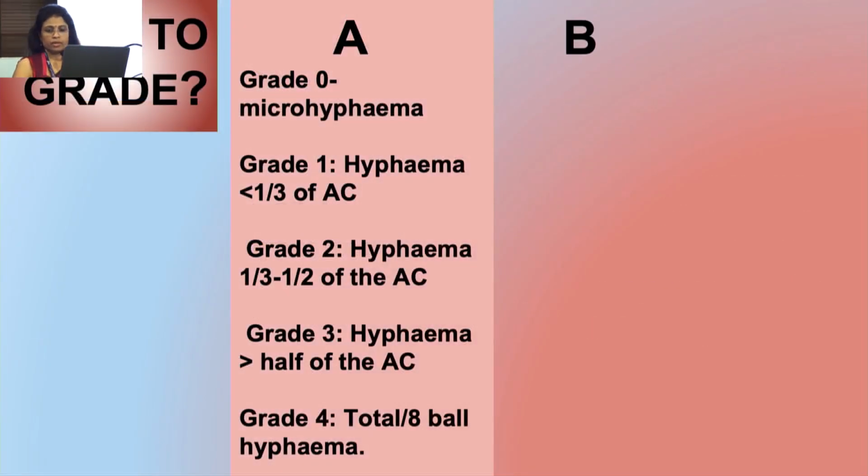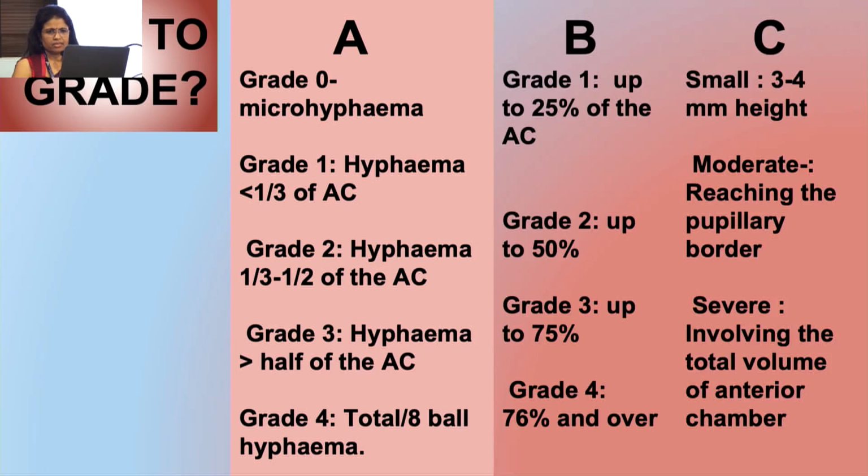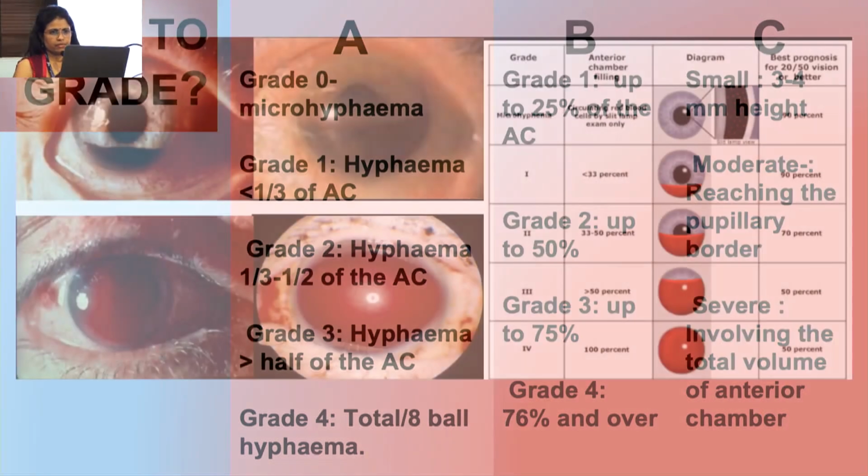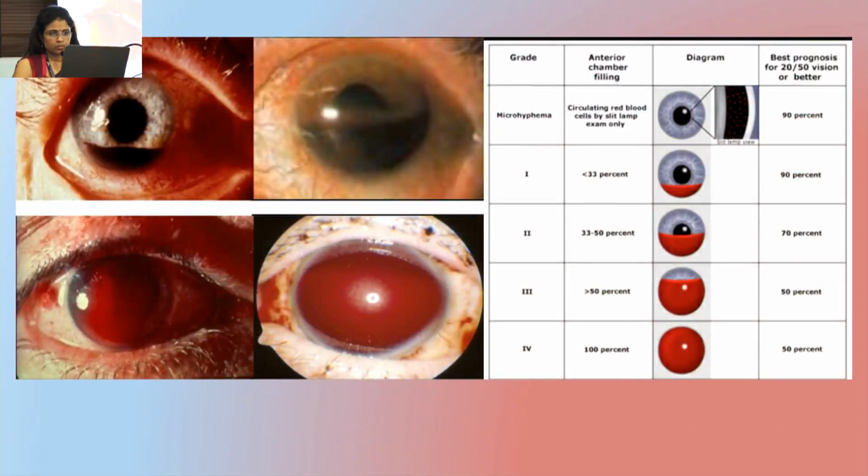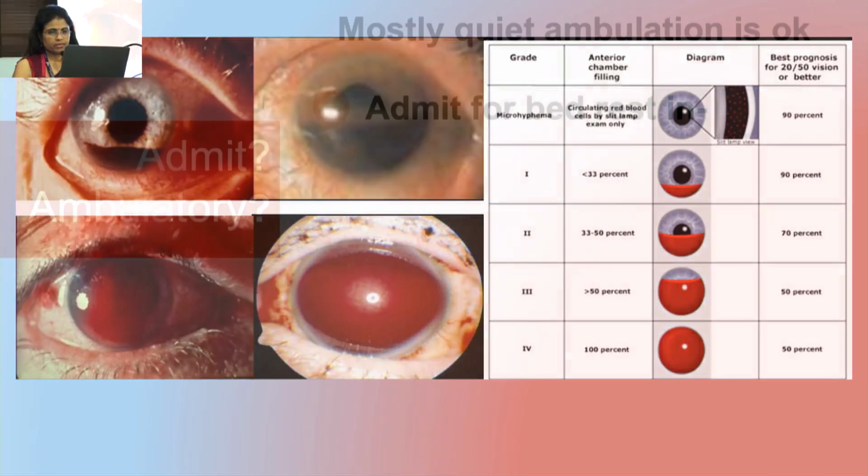And now how to grade. We have many grading systems, but I usually use this grading system. Grade 0 means microhyphema, just a few cells or RBCs in the anterior chamber. Grade 1 means 1/3 of the AC, grade 2 is 1/3 to half, grade 3 is more than half, and grade 4 is a total or 8-ball hyphema. There are some other grading systems, but that's okay, we'll focus on the first. So this first one is grade 1, second grade 2, third grade 3, and last is grade 4.